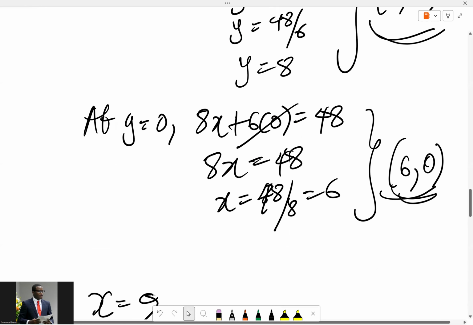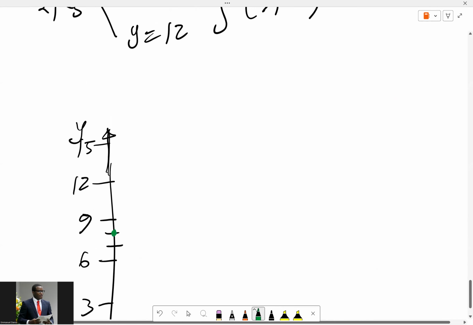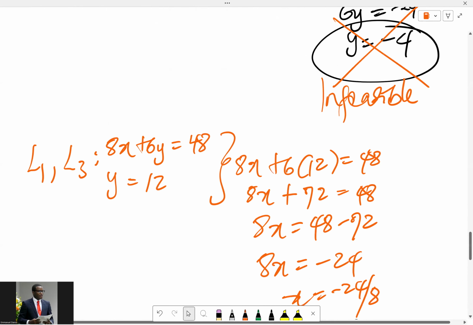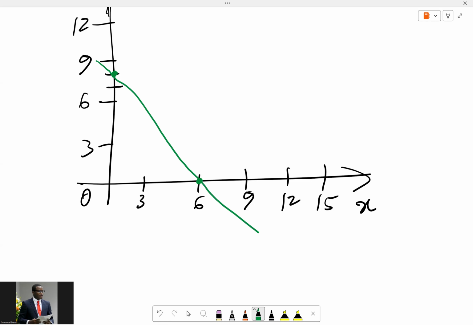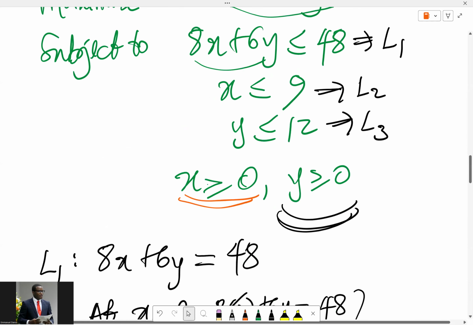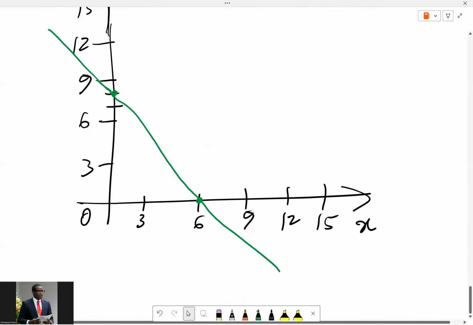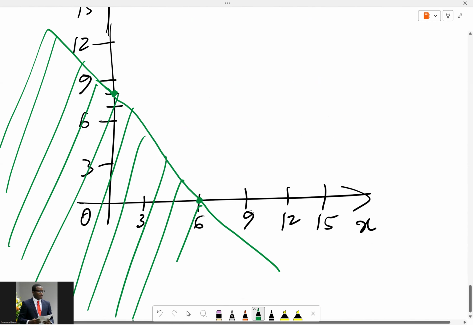So we have (0, 8). When x is 0, y is 8. And then from the same line, we have (6, 0). So that is this now. Okay, we have that straight line. The line is not so straight, but we can work with it. And the inequality is less than or equal to. So less than or equal to will be below the line, not above. That means that line and everything below it.